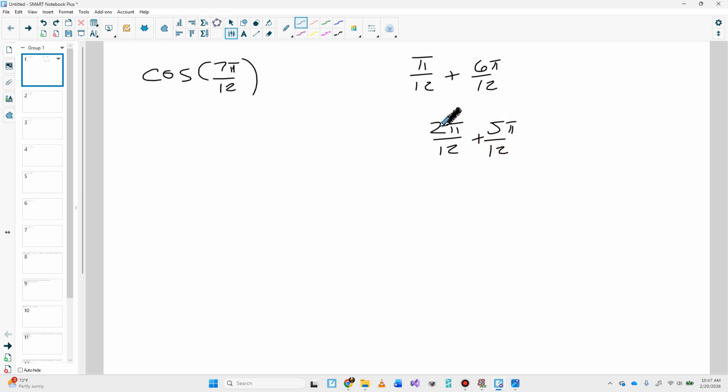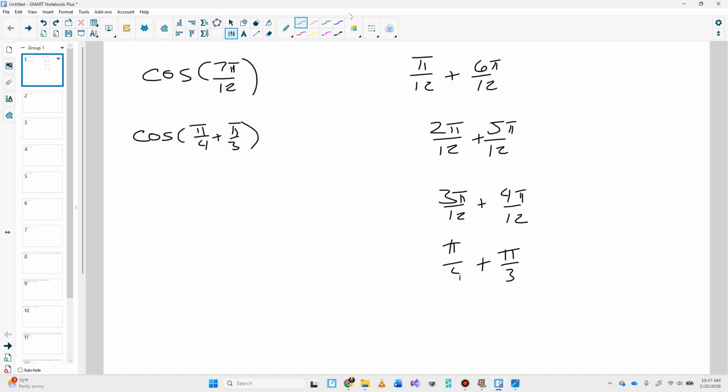Why am I doing this? Because 2 pi plus 5 pi is equal to 7 pi over 12. This doesn't reduce, so that's not a good one to use. 3 pi over 12 plus 4 pi over 12. Well, these do reduce. This is pi over 4, and this is pi over 3. And those we can use. So I'm going to rewrite over here the cosine of pi over 4 plus pi over 3. And I'm going to use those instead.